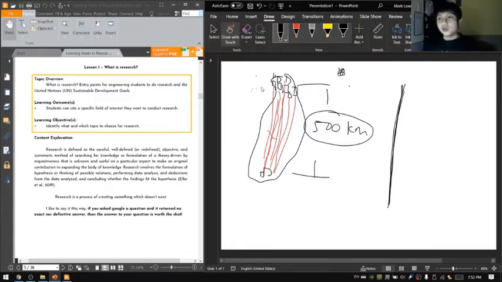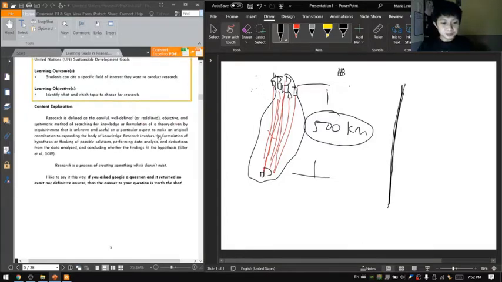So that's where research comes in. But to help you make your own research project or title, or to help you graduate, I'm helping you to find the problem easily. So you have to choose from the UN Sustainable Goals, because yun lang naman yung nakikita kong mas madali na hanapan ng problem. Okay, so before that, research is defined as a careful, well-defined, objective, systematic method of searching, blah blah blah.